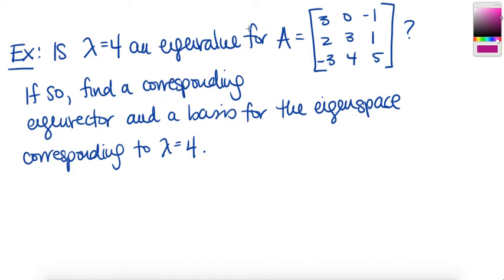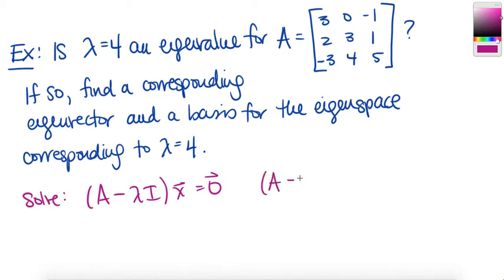All right, let's go ahead and see an example of that. Is lambda equal to 4 an eigenvalue for this 3 by 3 matrix A? If so, find a corresponding eigenvector and a basis for the eigenspace. Let's talk about how we're going to answer this question. Is lambda equal to 4 an eigenvalue for A? What we need to do is solve A minus lambda I times x equal to 0. In our case, that is A minus 4I times x equal to 0.